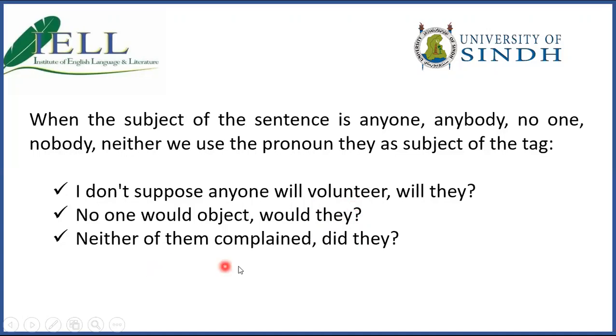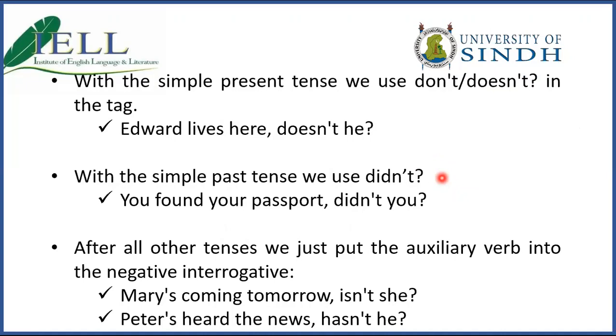All right, neither of them complained, did they? Neither of them means no one. So again, in such a case, when these are the words used as the subject of the sentence, we would follow them with they as a pronoun. Okay, so these things you have to remember when you are writing sentences with question tags.